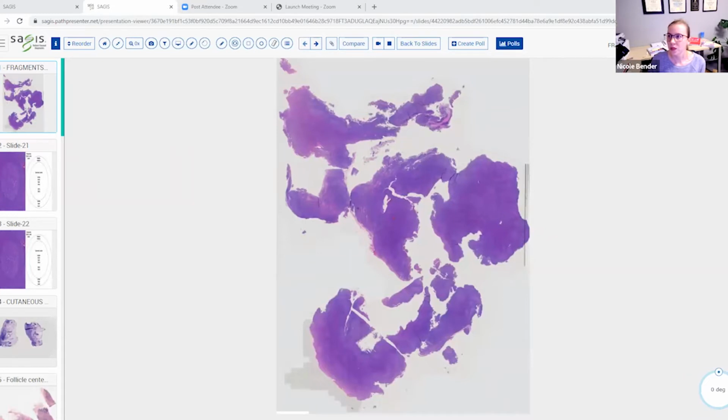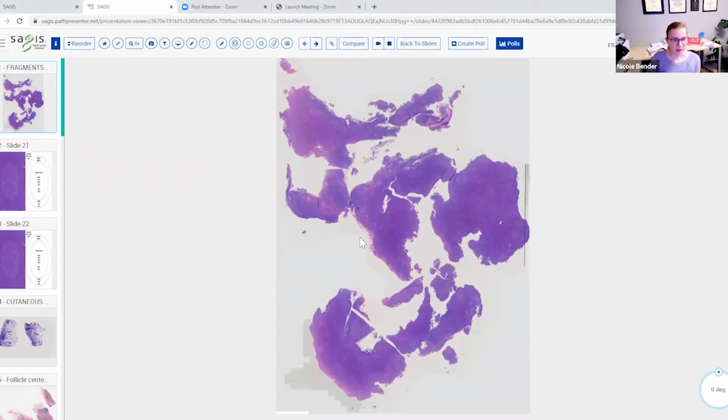But let's see if I can share my screen. I want to do this one, share. Okay. Hopefully you guys can see this part of my screen.